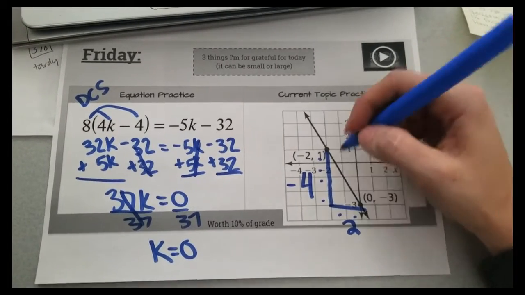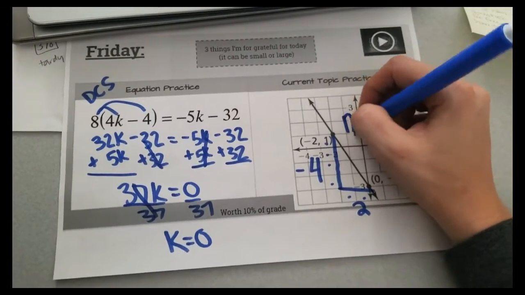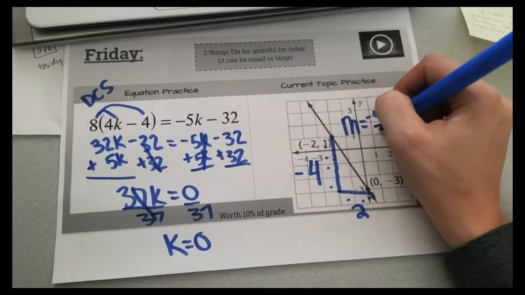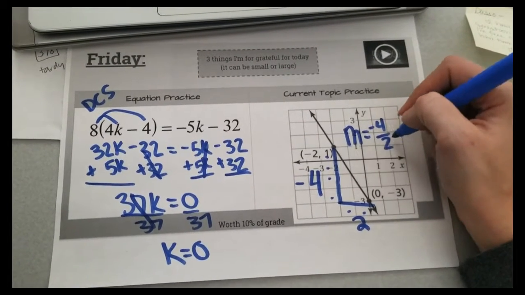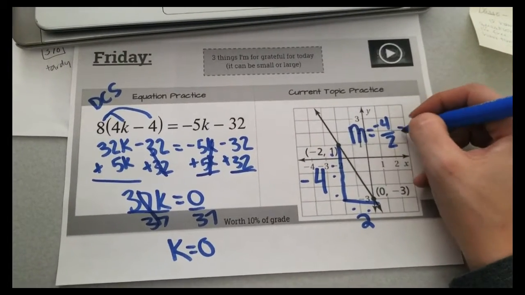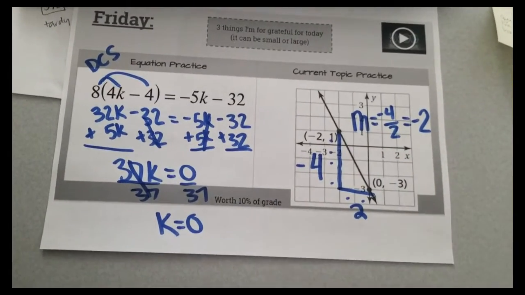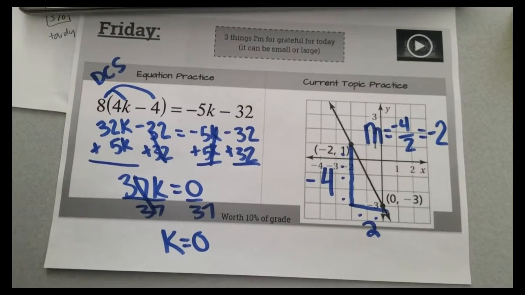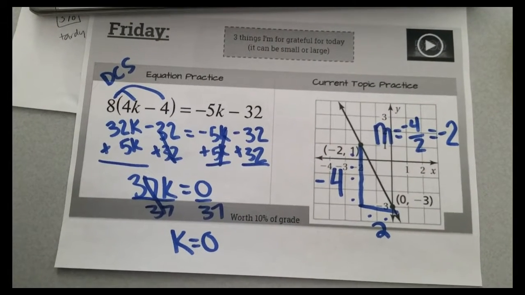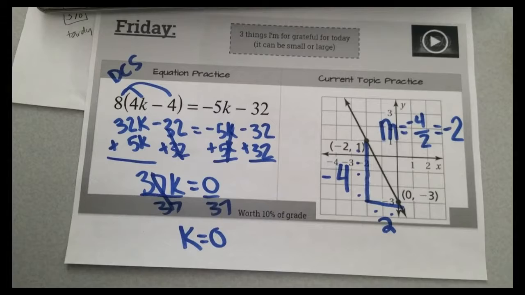Then we're going to do rise over run. And we can actually do this problem. Negative 4 divided by 2 is negative 2. If you like, pause the video so everyone can get this written down, and then pass out the papers and continue the video for the next part of the lesson.